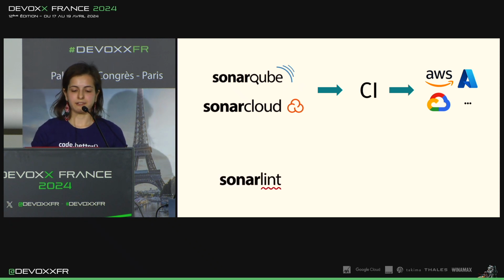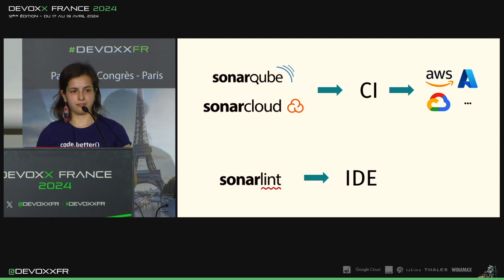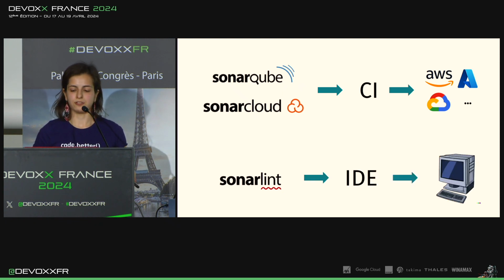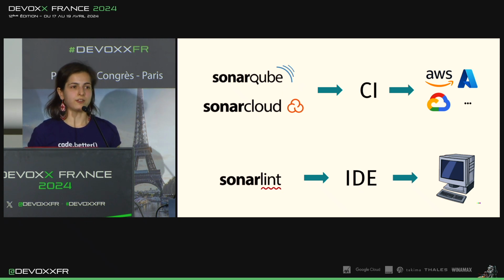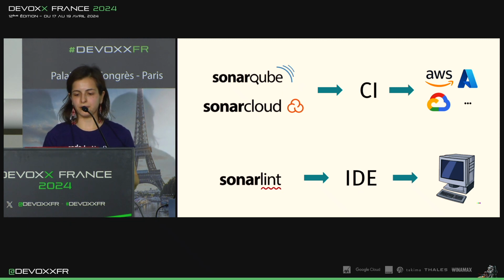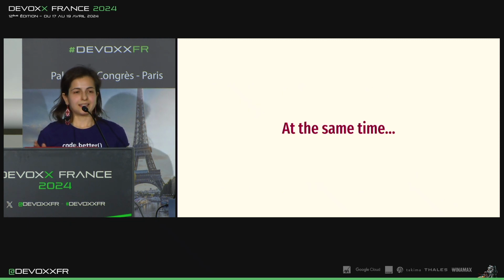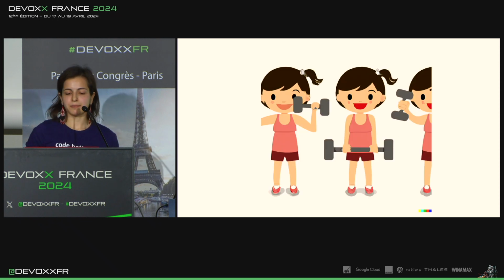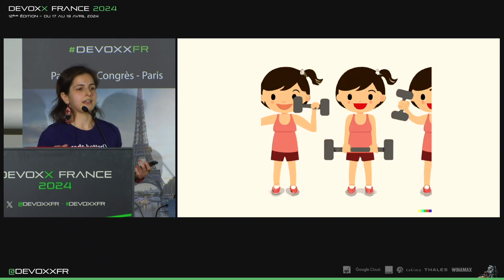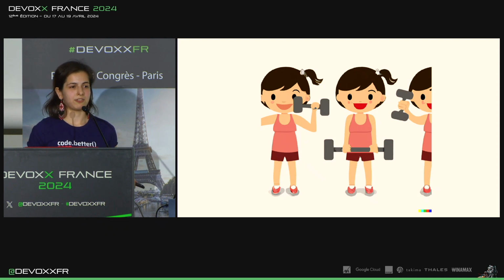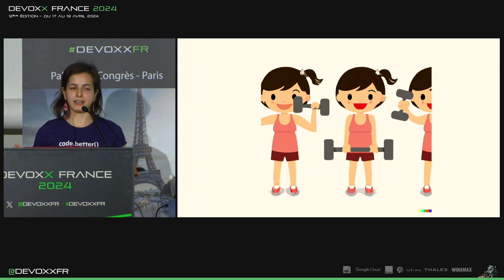And in another case, it could be SonarLint that is running in your IDE, and usually this is your local machine. And of course, it's important for us to take less memory and be more efficient on your local machines. And at the same time, I got back from my maternity leave after I gave birth, and I wanted to come back in shape because it's not a secret that usually women after giving birth gain some weight and are not in the best condition.